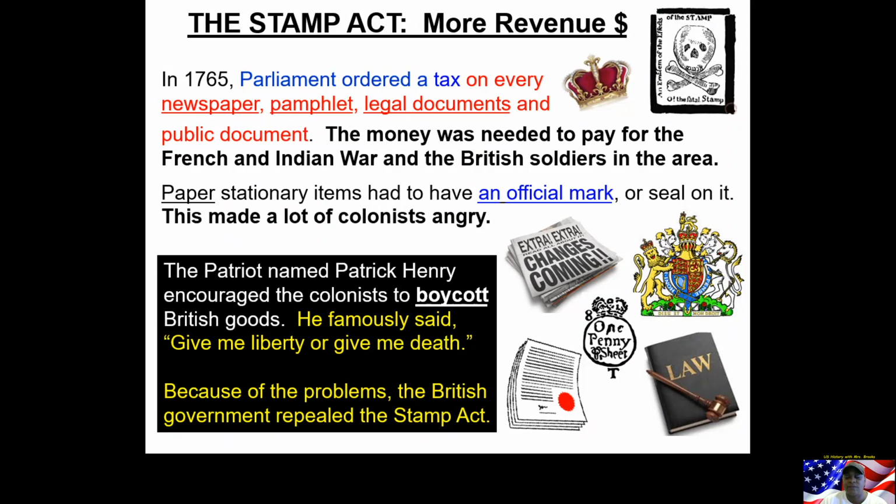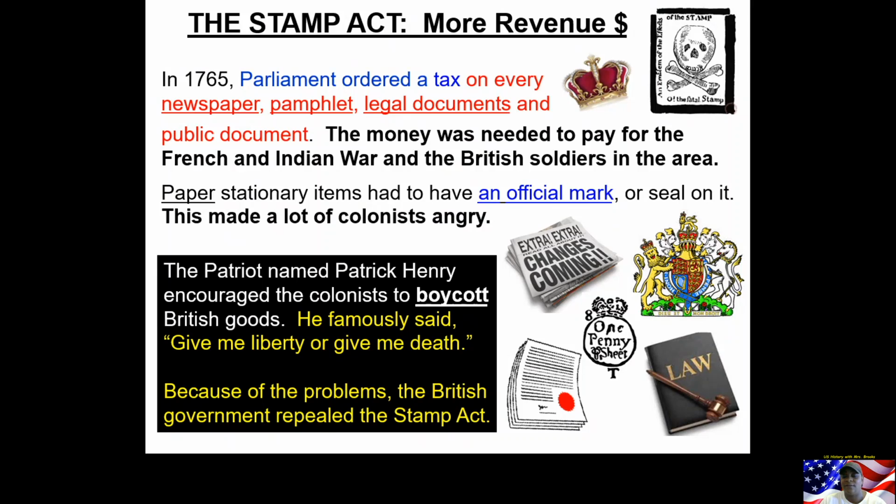Well, because of so many problems caused by Patrick Henry over the Stamp Act and him influencing the other colonists, the king once again worked with Parliament, and they decided to repeal the Stamp Act. What? Yes, the king and the Parliament repealed the Stamp Act. They canceled it. They took it away. That's like victory number 2 for the colonists.